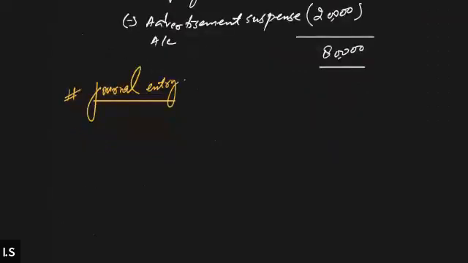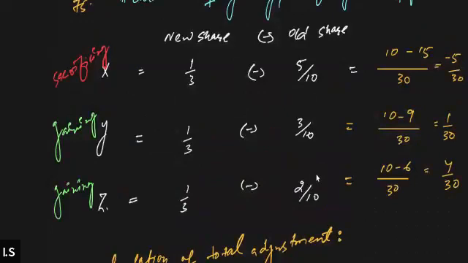Okay, and what will be the general entry? Gaining partners' capital account will be debited to sacrificing partners' capital account, right? So just tell me which partner is gaining in this question. Only Y and Z are gaining and X is sacrificing. That means we need to debit Y and Z capital account, and we need to credit the sacrificing partner's capital account, that is X capital account.